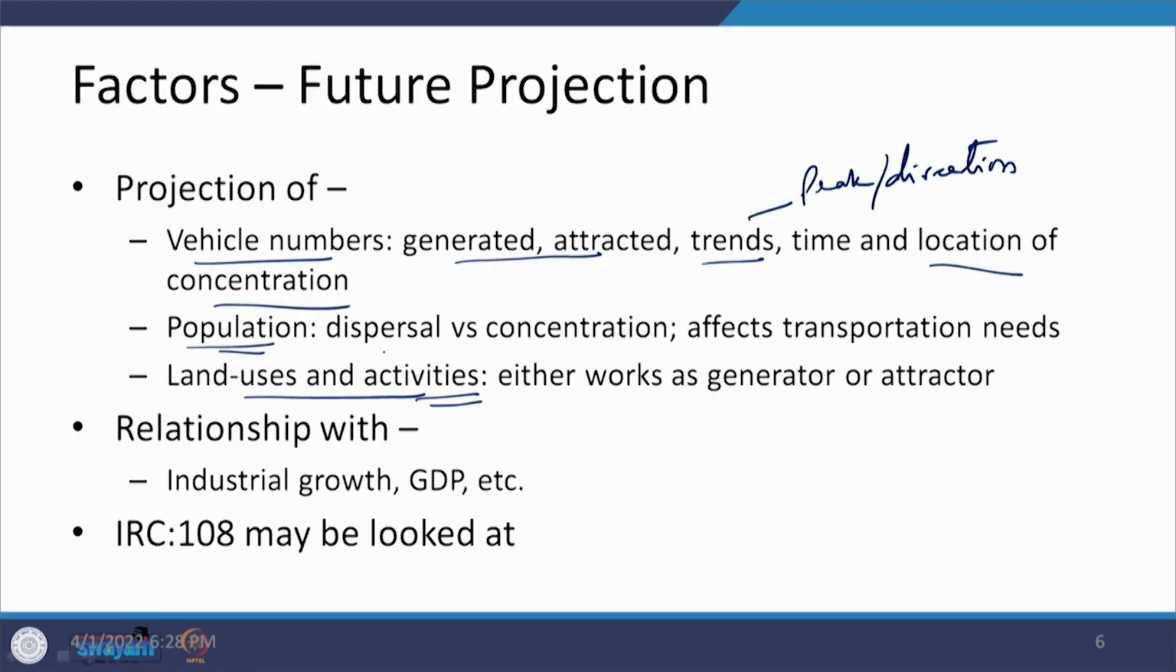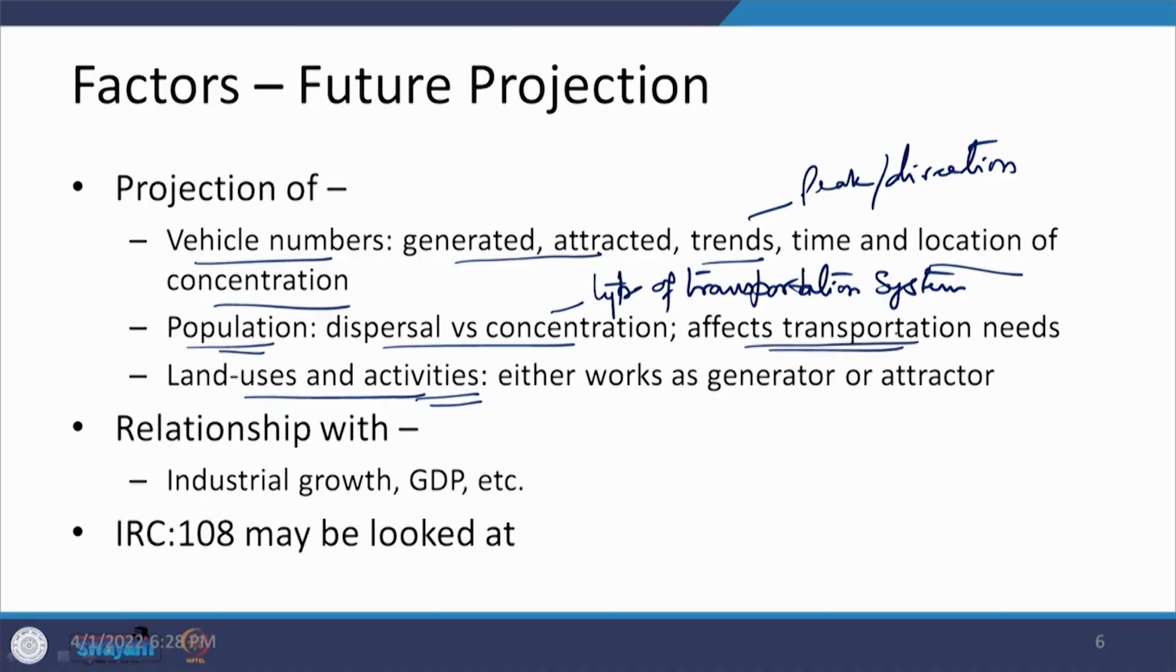When you look at the population, the dispersal versus concentration is probably going to define the type of transportation facility or system which can be provided in those particular areas. If you have more concentration, a high densely populated area, then probably public transport is going to be a very good thing. And providing dedicated facilities for public transport is what, as a traffic planner or engineer, you should look at, and that will be helpful to the population in that area.